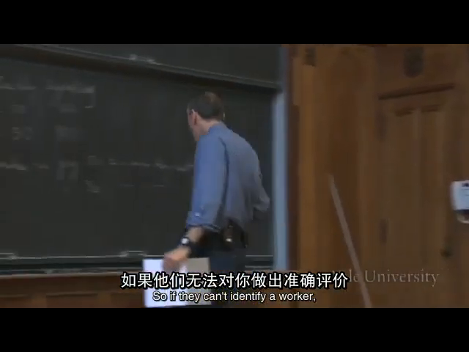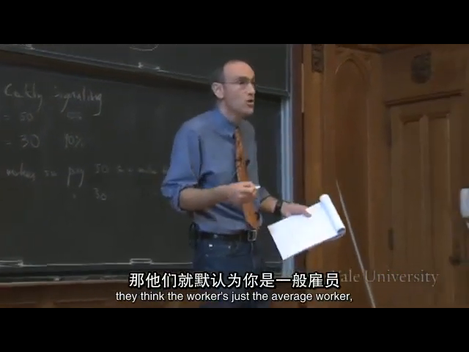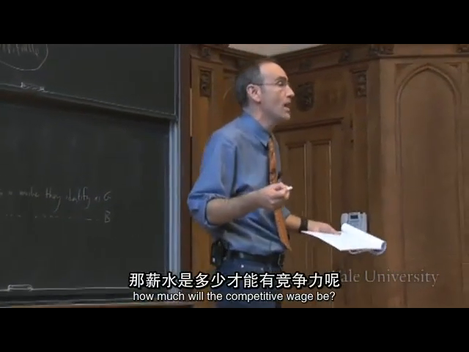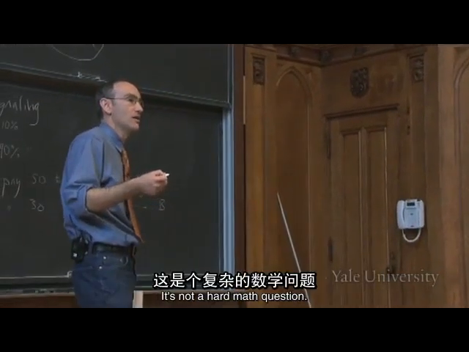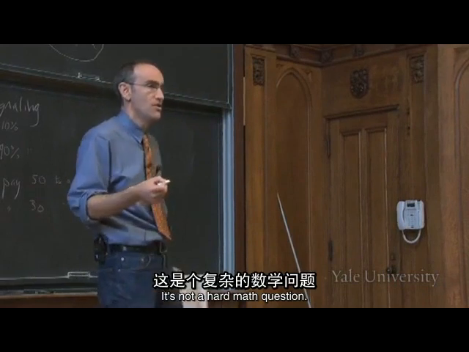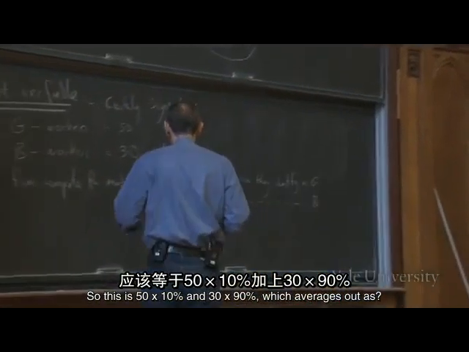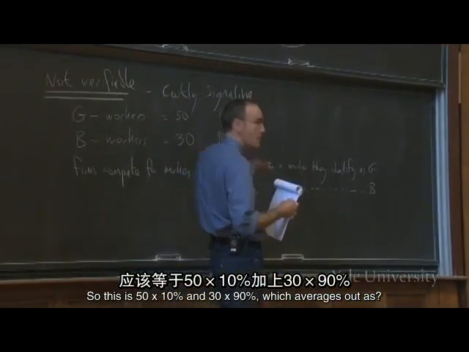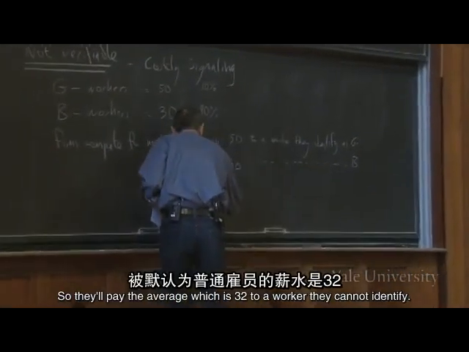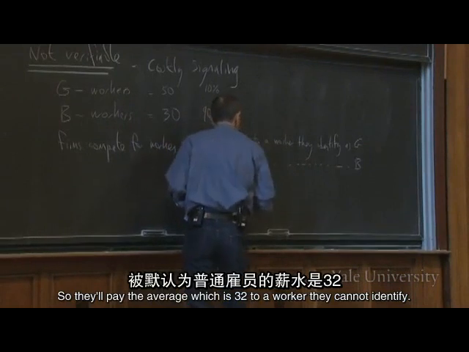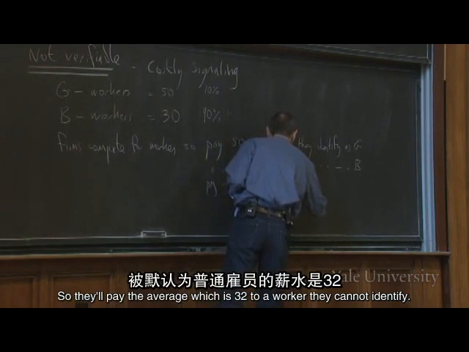All right? So if they can't identify a worker, if they think the worker's just the average worker, how much will the competitive wage be? What will be the competitive wage of the average worker in this economy? It's not a hard math question. Everyone's scratching their head down here. All right, so what is it? It's 50 times 10% and 30 times 90%, which averages out as 32. All right, so they'll pay the average, which is 32, to a worker they cannot identify.